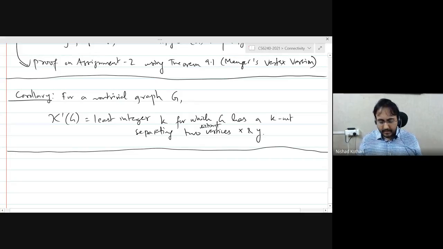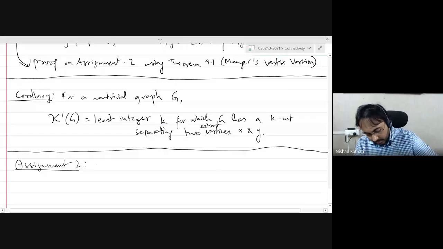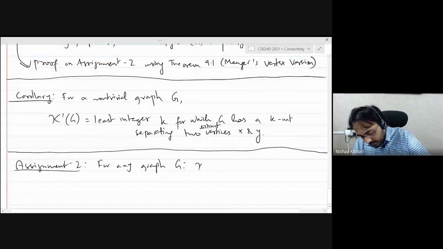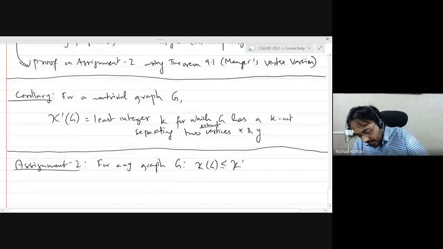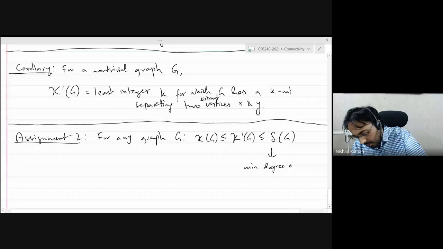Yeah. So I think this is all I want to mention for now. There is one more thing. Okay. So also on assignment 2, you will be proving the following inequalities. For any graph G, the connectivity of the graph is less than equal to the edge connectivity of the graph, which is at most the minimum degree of the graph. So this here is the minimum degree among all vertices.